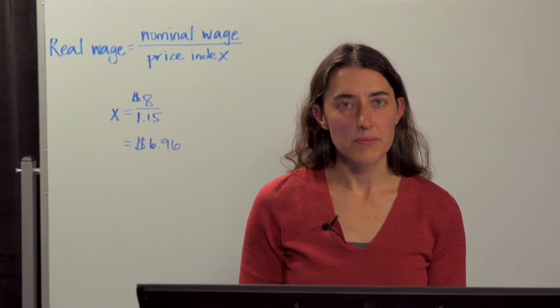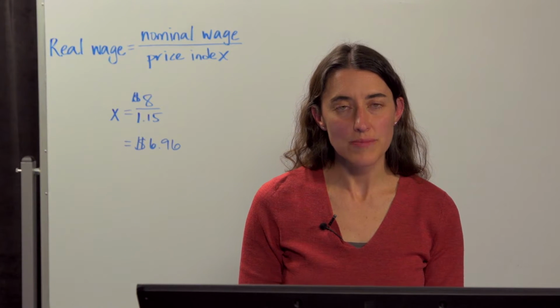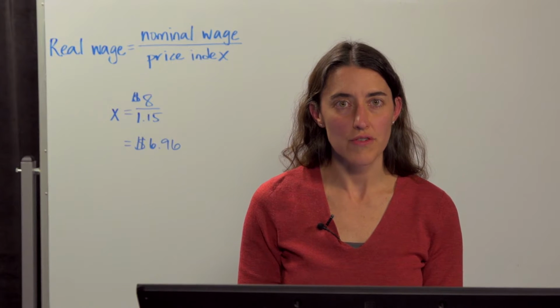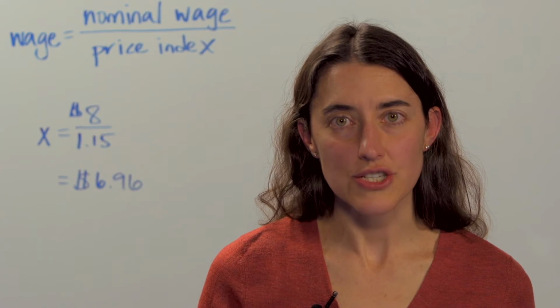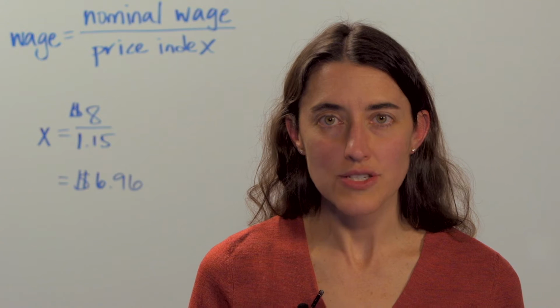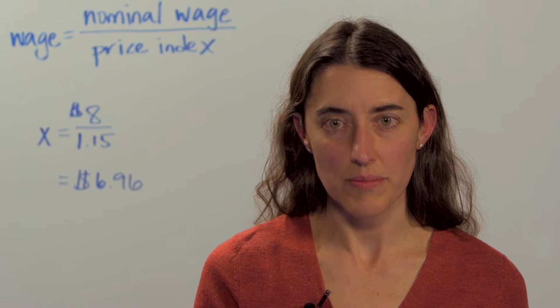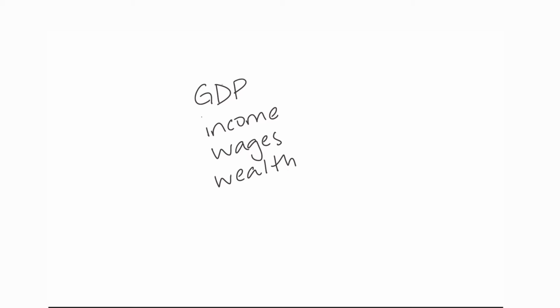Real values are expressed in constant prices and are unobserved, but rather are calculated from nominal values. This distinction between nominal and real applies to a wide array of economic variables: GDP, income, wages, wealth, the money supply, and interest rates.